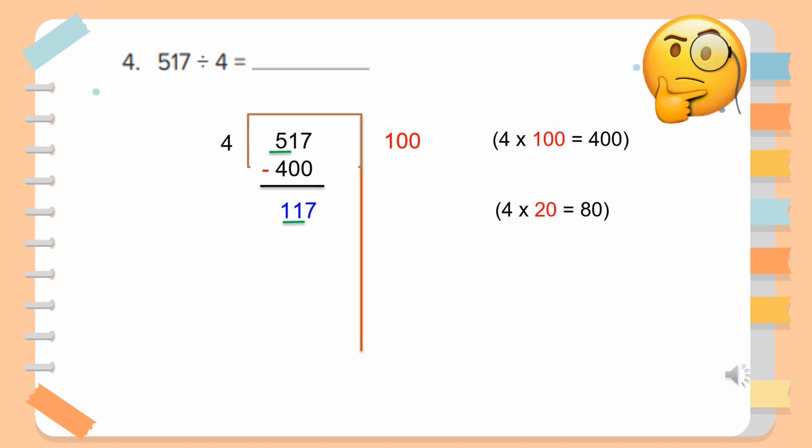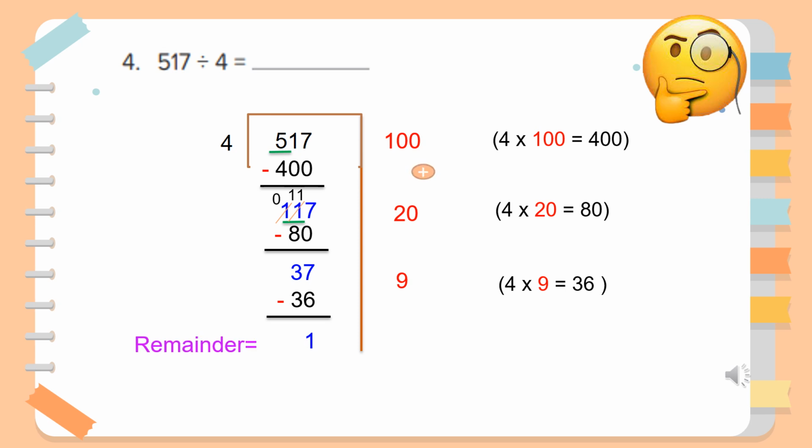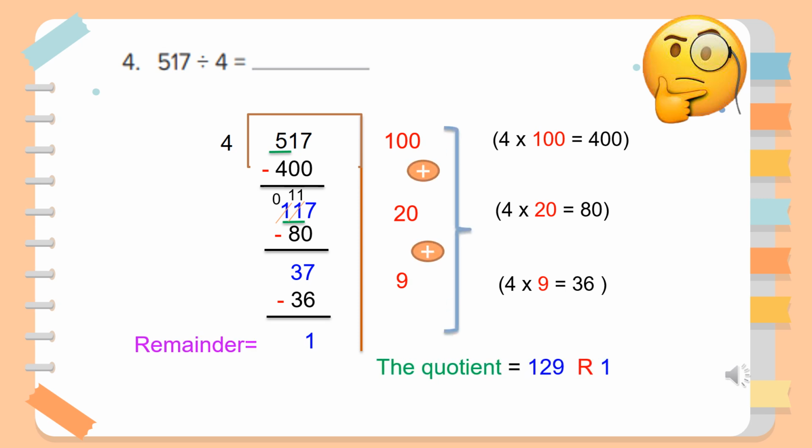So we start to search 4 times what to be the nearest to 117. So we can say 4 times 20 equals 80. We put 20 out and then we take 80 and make minus. So after minus equals 37. So now 4 times what to be 37? We don't have. So the nearest to it, 4 times 9 equals 36. So we put 9 out and then we take 36 to make minus. So the remainder here equals 1. So the quotient is 129 and the remainder equals 1.